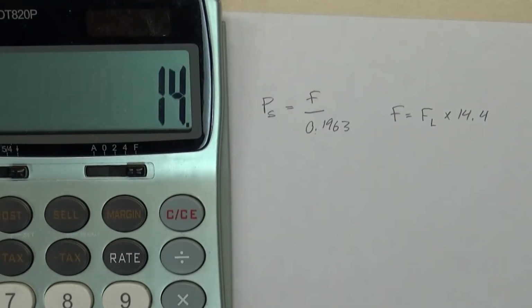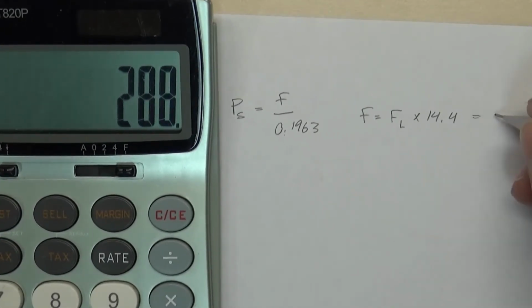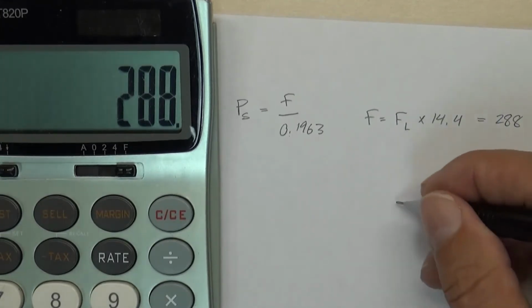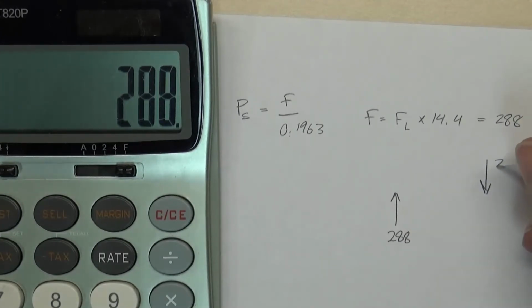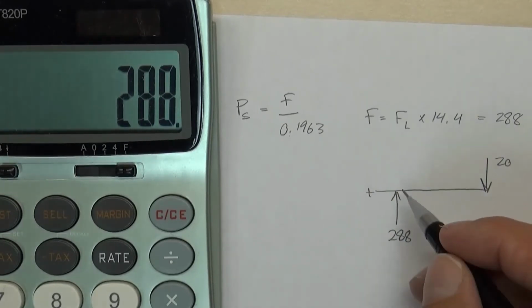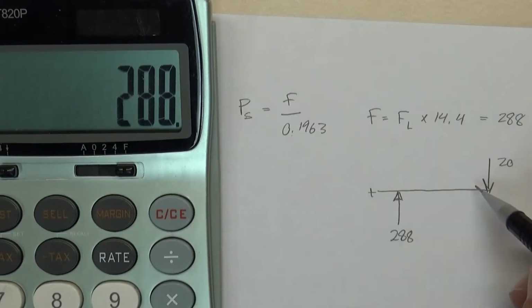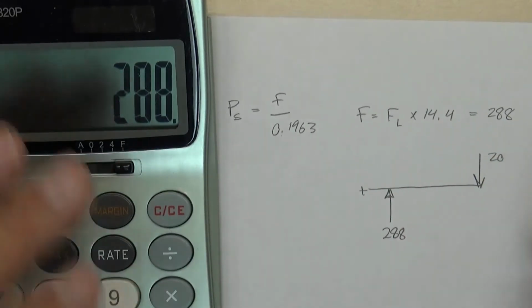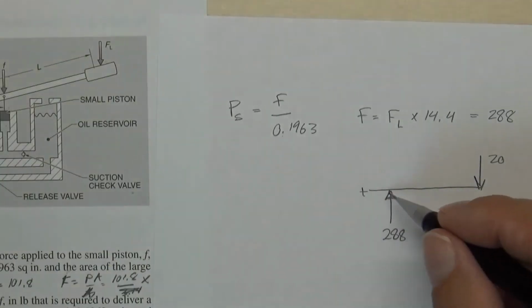Get my calculator here. So 14.4 times, what did they say F sub L was? 20 pounds? Okay. So 288 pounds of force. And that's just like saying 288 pounds versus 20 pounds. And here's my lever arm. So this gives a counterclockwise torque, and this gives a clockwise torque, and they balance. And they balance because this lever arm is 14.4 times longer than this lever arm here.